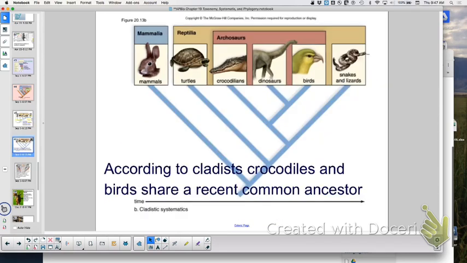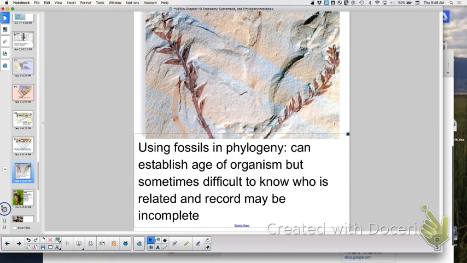Next, do you know whose turn it is? Okay, so review a little bit about using fossils in phylogeny. Go ahead. Using fossils in phylogeny can establish an age of organism, but sometimes it's difficult to know who's related. Right? We've talked about that, right? Because you can't look at fossils and know their behavior. You can't understand their sexual selection, mating preferences. You can't tell that in fossils. The fossil record is incomplete.